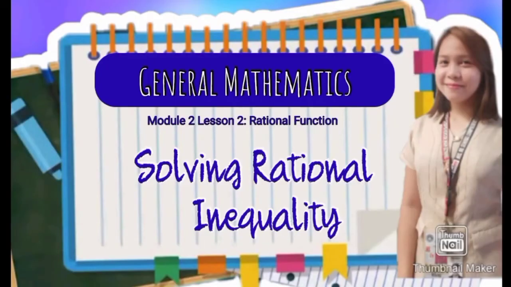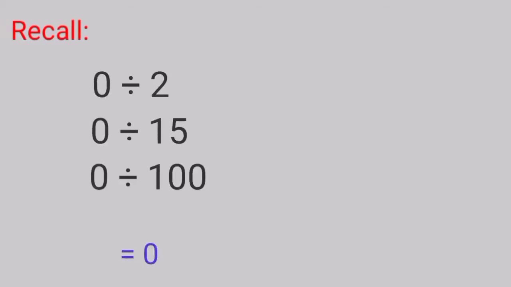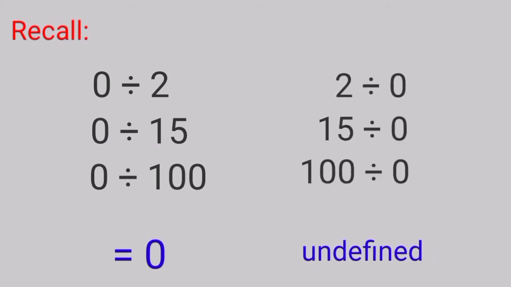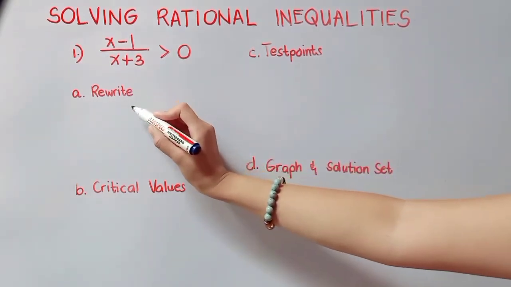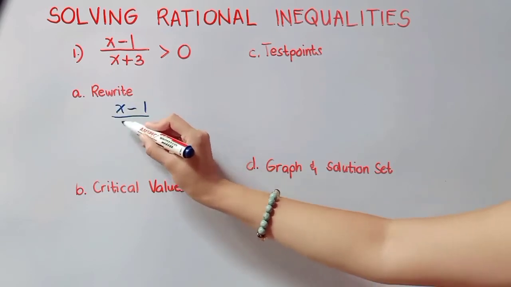In this video, I will teach you how to solve rational inequality. But first, let us recall that 0 divided by a number is equal to 0, while a number divided by 0 is undefined. We have here x minus 1 all over x plus 3 is greater than 0. Since the left side is already one rational expression and the right side is 0, we'll just have to rewrite this one here.